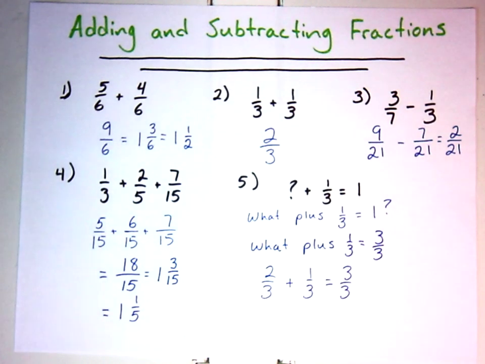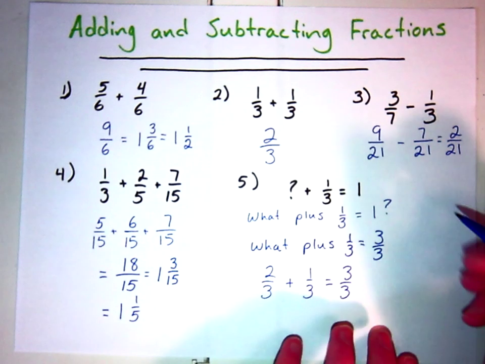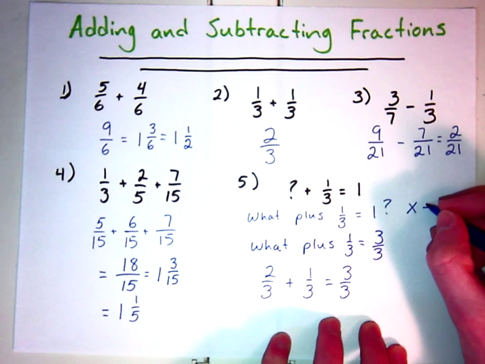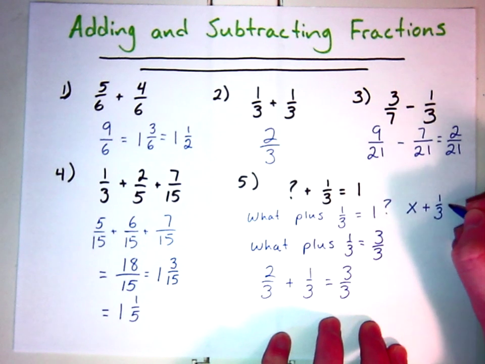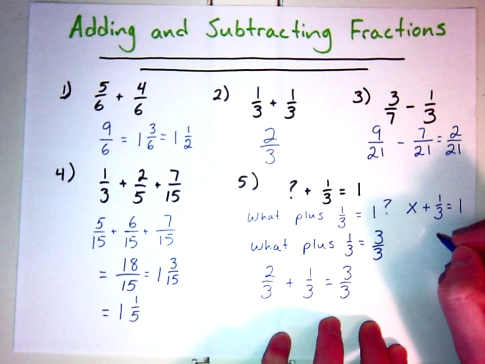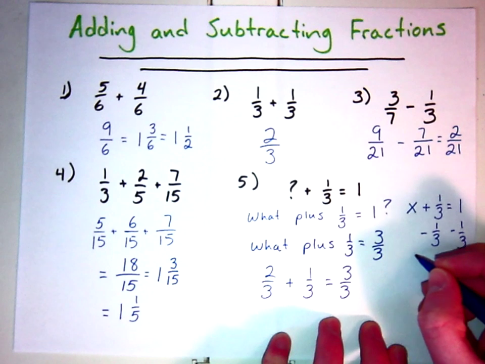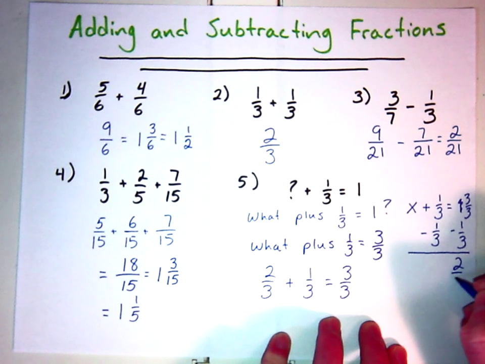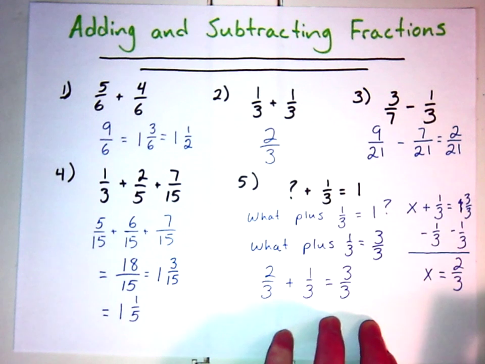Now, as you're getting better at algebra, or if you're already familiar with it, you could replace that question mark with a variable. So I'm going to add in an x. I'm going to say x plus 1/3 equals 1. And then we would do an inverse operation. So we'd subtract 1/3 from both sides, because we're trying to isolate that unknown, the question mark, or once I've changed it, the variable x. Remember, 1 could be written as 3/3. So 3/3 minus 1/3 is 2/3. So we would find that x equals 2/3.